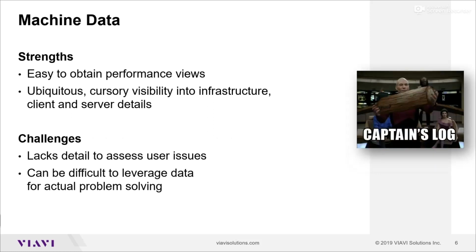The next category that we wanted to look at was machine data. Generally speaking, most people access machine data through logs. Again, the strength is it's ubiquitous. It's all around. It's easy to pull the information from the infrastructure, whether we're talking the client side or server side details. And you can begin to understand performance, what's going on at a level and depth that's greater than SNMP.